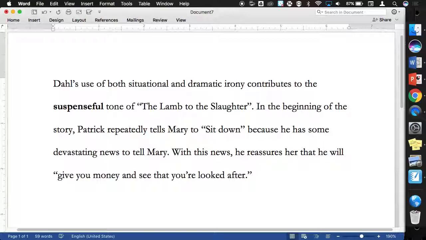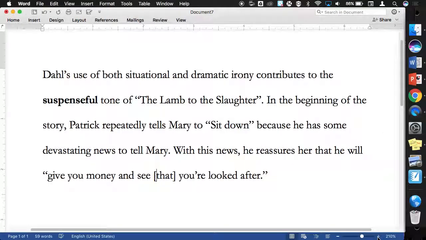You're now basically plagiarizing because it's not. No, I'm okay. I'm not worried about that because I have it in quotation marks. But if I want to change a quote, especially for grammatical reasons so that it makes sense, all I do is put brackets around it. So that's just indicating I've added the word that to a quote. Dahl didn't use it, but it's there. If I were also saying this, I probably wouldn't use the word you, but I would use the word he reassures her that he will give her money and see that she's looked after.